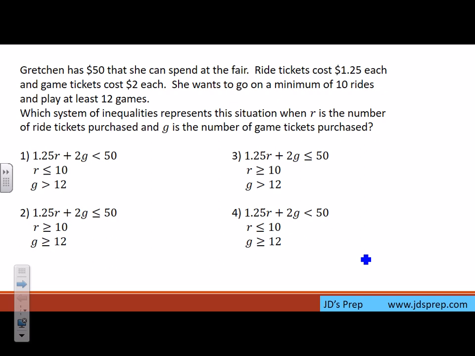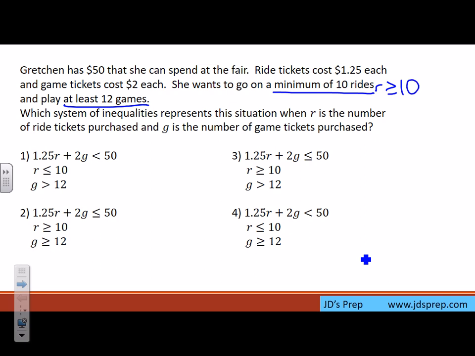So the first thing that we can do is look at the minimum number of rides and games that Gretchen wants to play. We're told that Gretchen wants to go on a minimum of 10 rides and play at least 12 games. If R is the number of ride tickets purchased, then Gretchen is going to need to purchase at least 10 ride tickets. And at least means we are going to have greater than or equal to. She could go on 10 rides, or she could go on more than 10 rides. So we would have R being greater than or equal to 10.